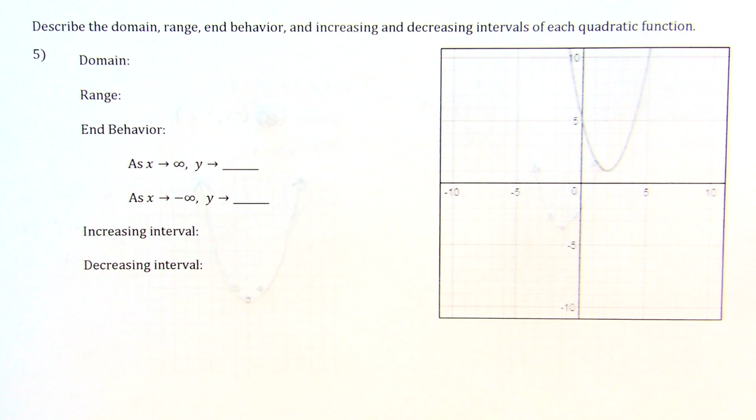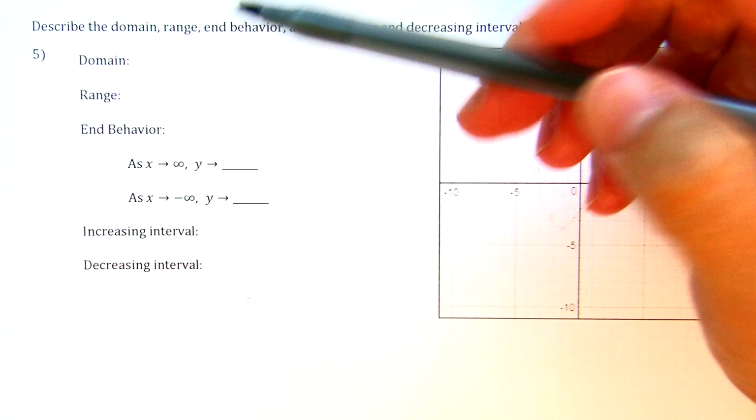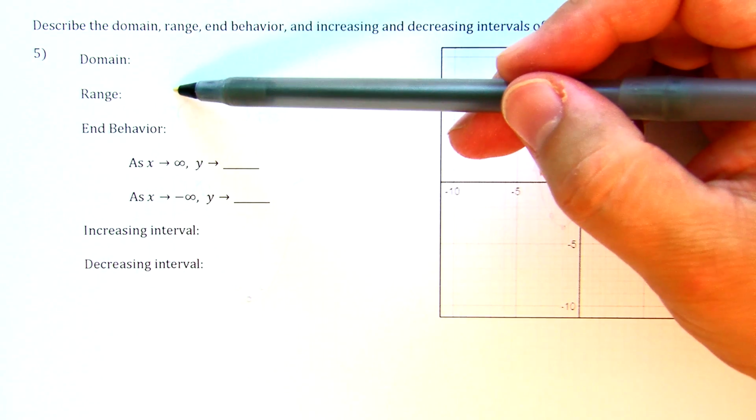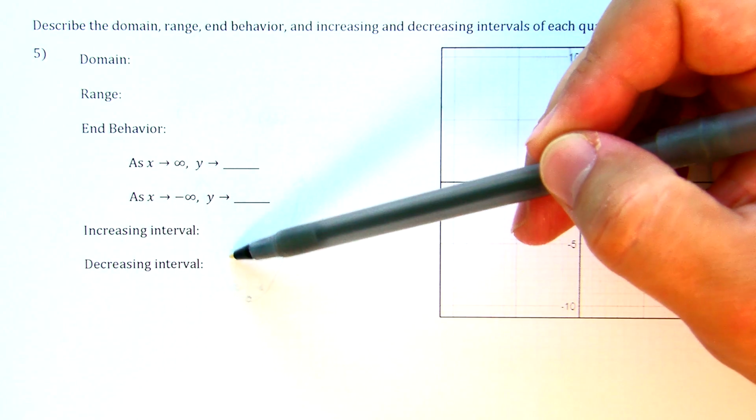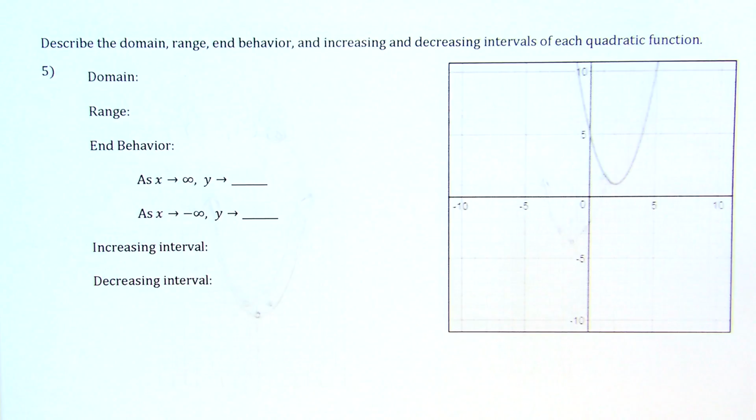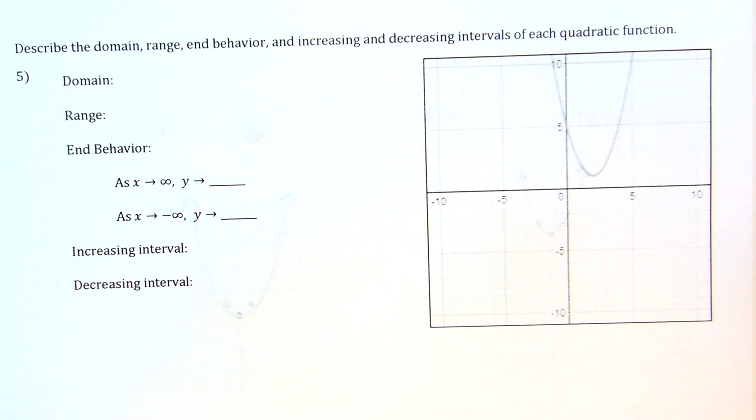Okay, so this graph we're going to look at describing quadratic function graphs. Then we're going to look at a couple of different things about each one: domain, range, end behavior, and increasing and decreasing intervals. This is something we'll come back to a lot with other kinds of functions. We're going to start looking at it with quadratic functions.